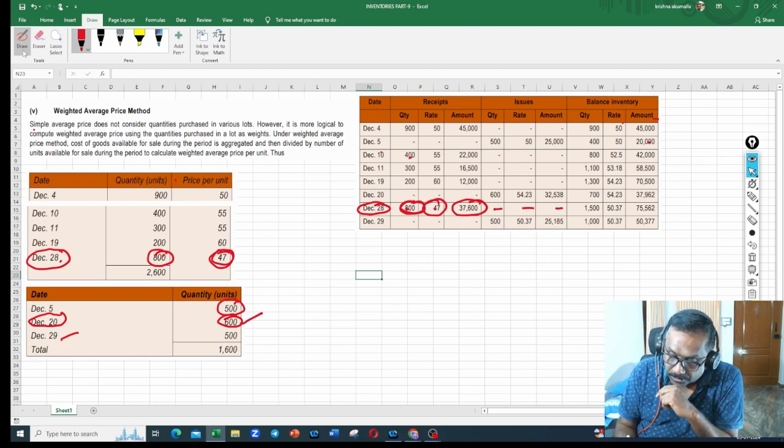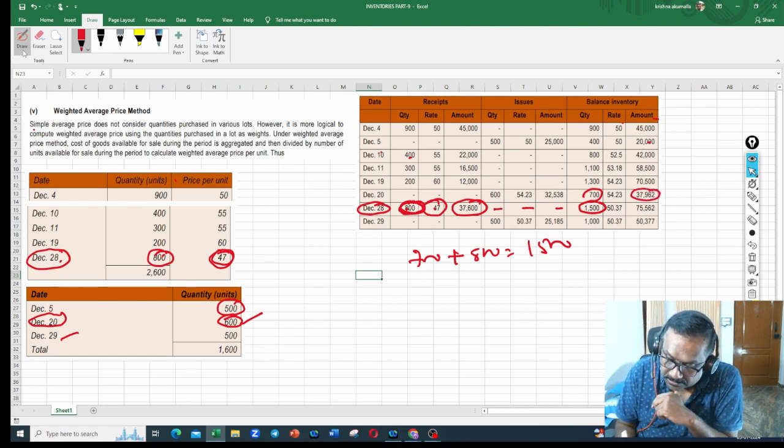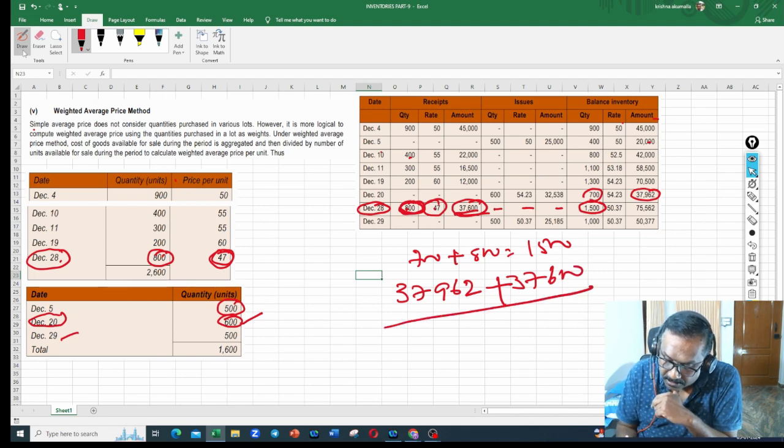Now, what we need to do? We need to add this 700 previous closing quantity, plus we purchased another 800. So 700 plus 800 is equal to 1500. So you have to show 1500 as the closing quantity. And what rate do we need to take? You need to take this value, 37,962 plus this 37,600 divided by this 1500.